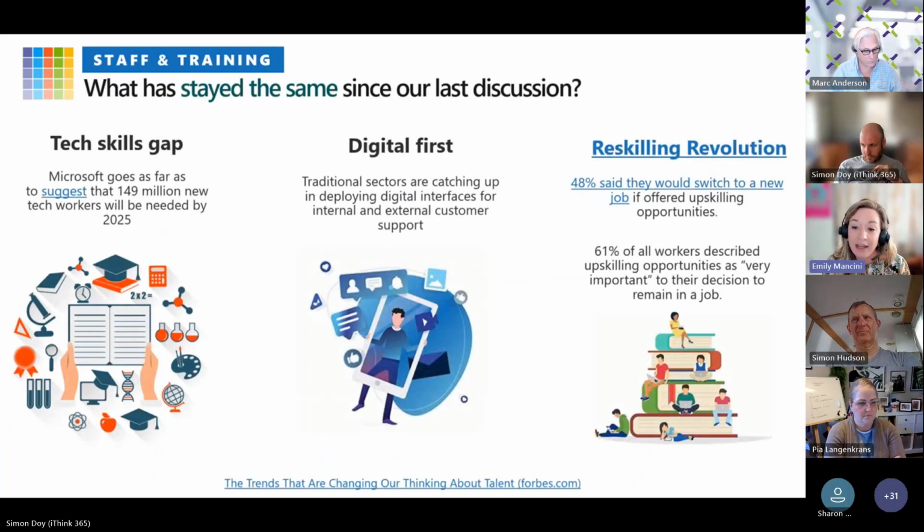Now, what has stayed the same for staff and training since our last discussion? The tech skills gap is something that we're still very focused on. The nonprofit that I run, Left Uncharted, is focused on trying to reduce that tech skills gap in South Florida. And it's something I've seen very consistently across my consulting work with different organizations as well. Likely everyone on this call is not part of that tech skills gap. We're on the bleeding edge of this technology.